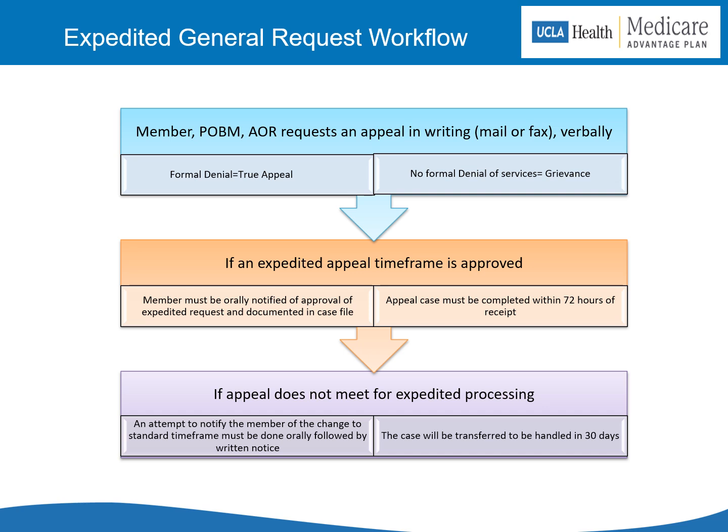Next, if an expedited appeal timeframe is approved, the member must always be orally notified of the approval, followed by the documentation in the case file. And that case needs to be turned around or completed within 72 hours of the receipt. Now, if the appeal does not meet for expedited processing, we also need to attempt to notify the member of the change from expedited to standard time frame, and that must be done orally and followed by a written notice. The case will then be transferred to a standard 30 days and will be completed in that time frame.